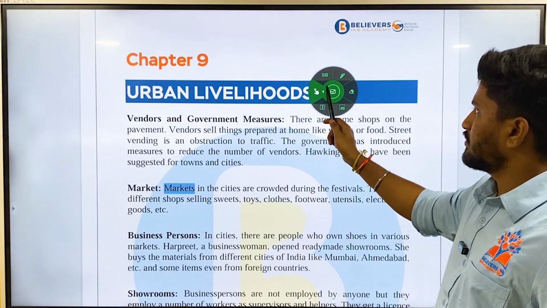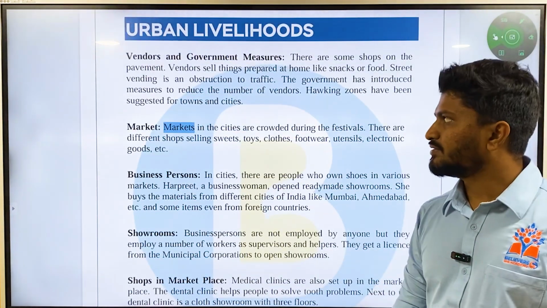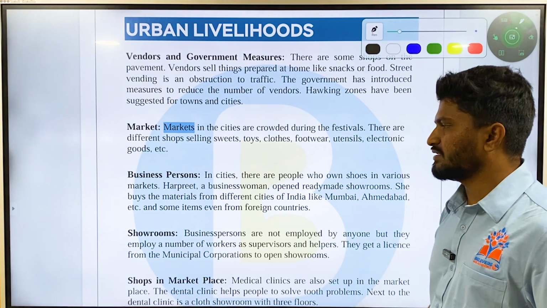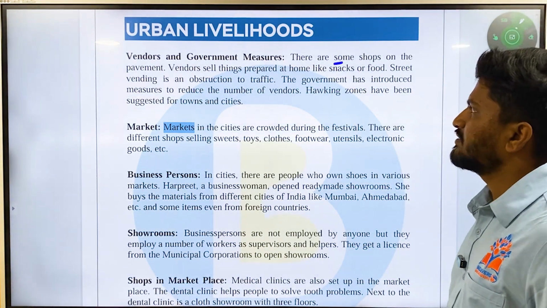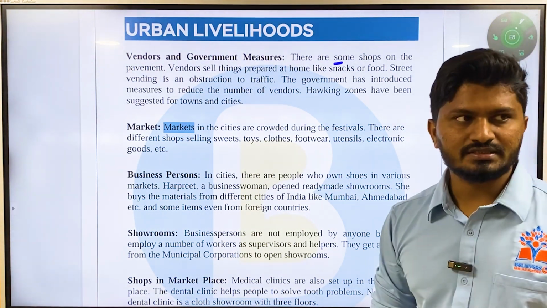Now, since there is a difference between urban and rural areas, the livelihoods are also going to be different. So what are the different types of livelihoods in urban areas? According to this chapter, the different types of livelihoods are mainly vendors and government measures. Then the first one we have to discuss is the market.